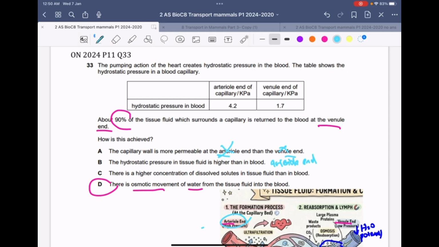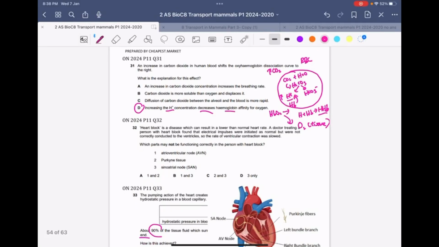So there is a higher concentration of dissolved solids in the tissue fluid than in the blood. This is also incorrect, because dissolved solids are found in higher concentrations in the blood, not in the tissue fluid. Tissue fluid has a very low solid concentration because the pores are very small, so only some smaller molecules are able to diffuse out into the tissue space. The answer to this question is A.